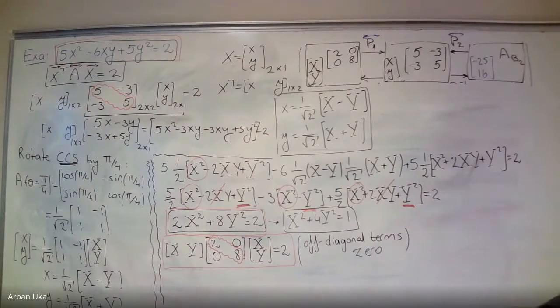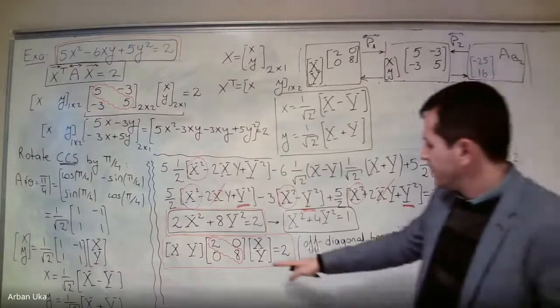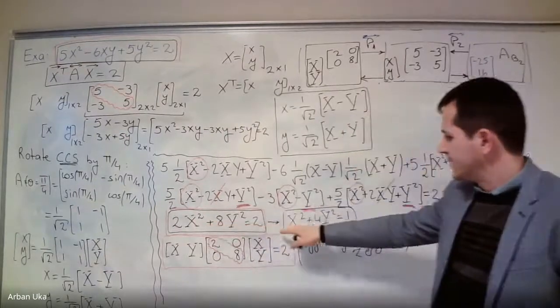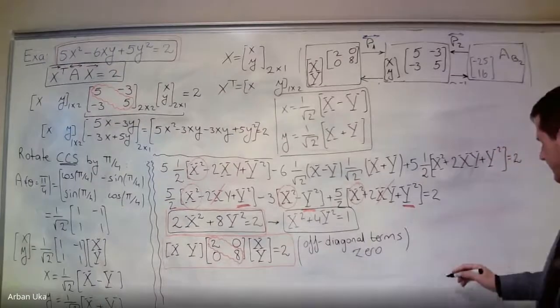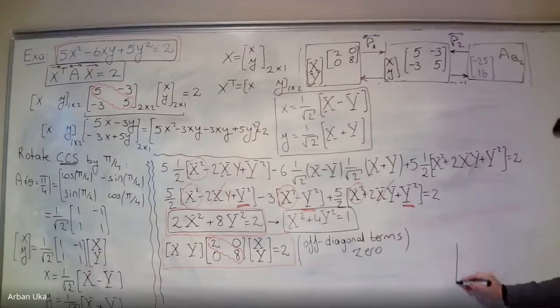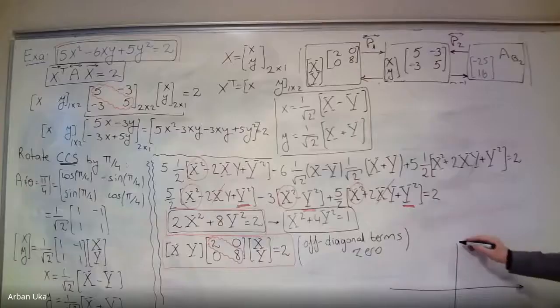And the thing is, what is the name, what is the graph of such an equation here? X squared plus, let's use this one here. It's an ellipse.